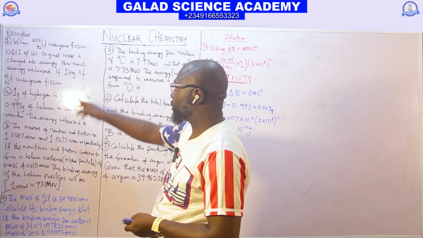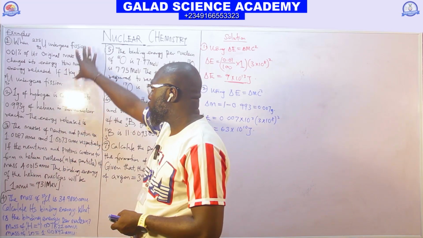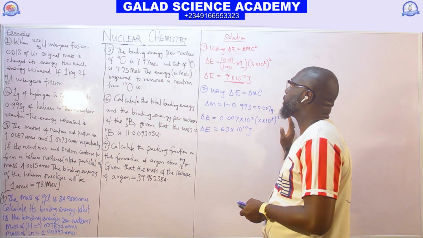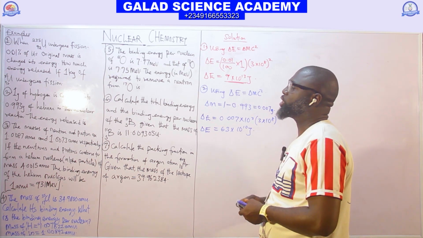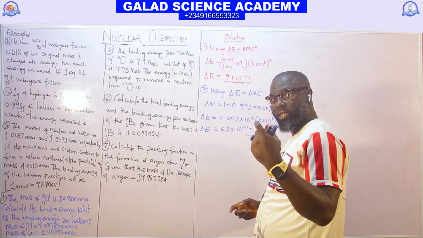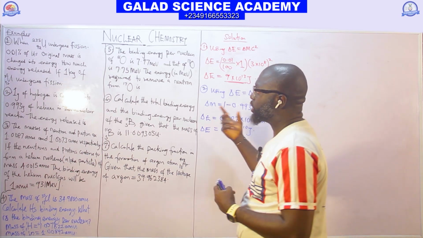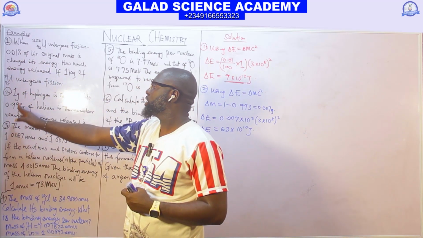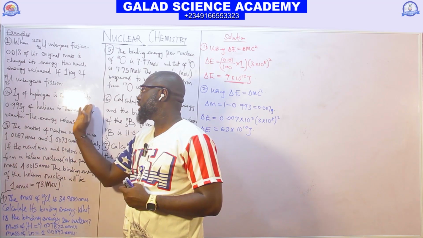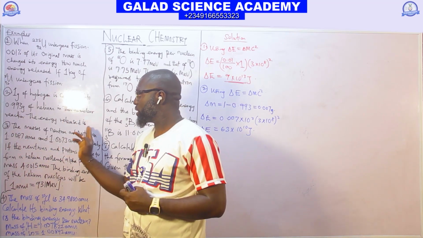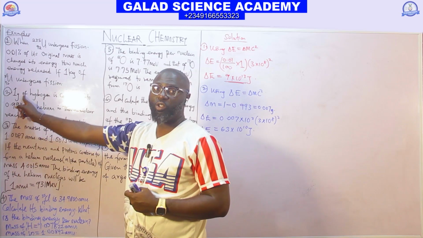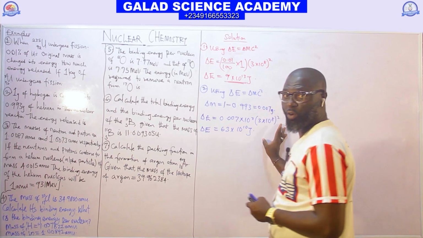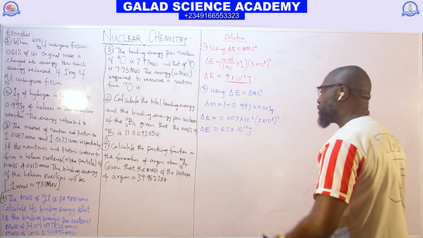You can observe that for question number 1 and 2, we use the same energy equation. In question 2, the mass is not given directly. In one we are given the percentage, in this one we are given the original mass converted to this. You have to find the energy released. Subtract this from the original, convert to kilogram, and multiply by the speed of light.